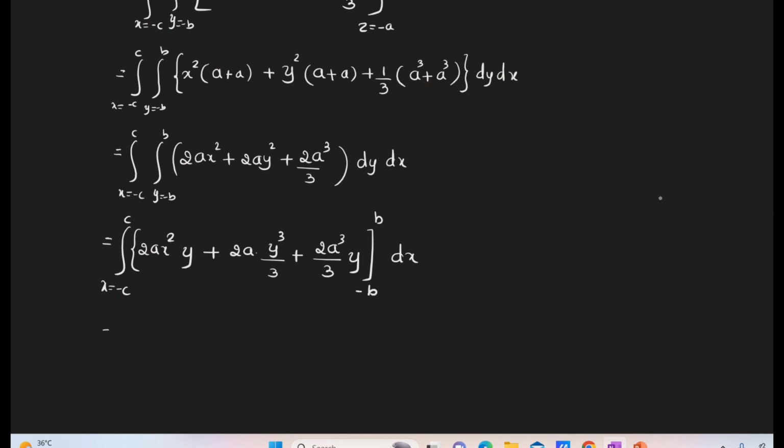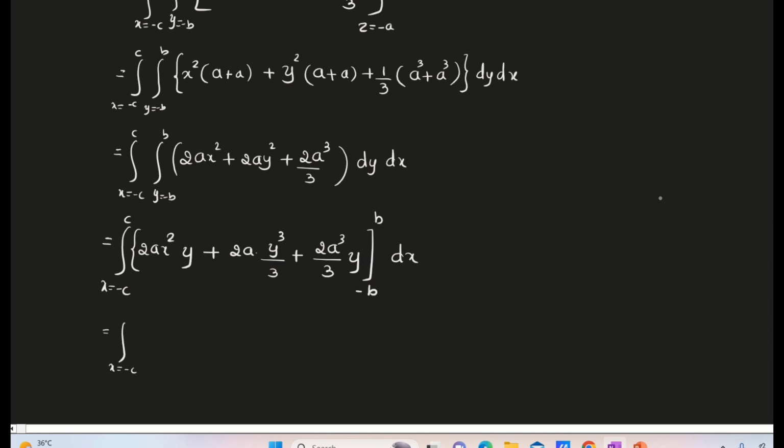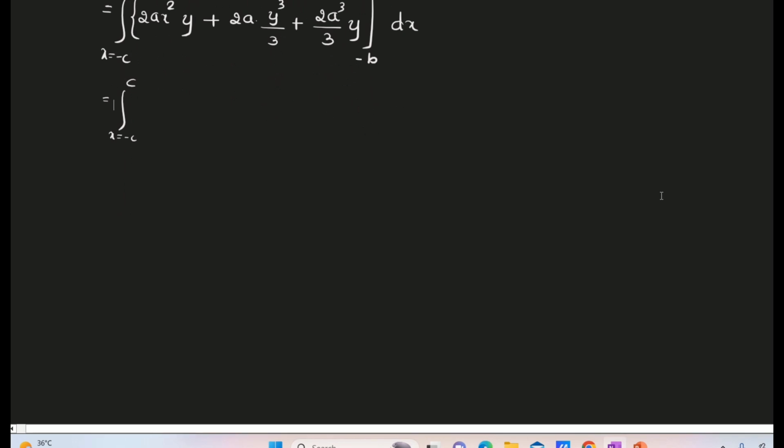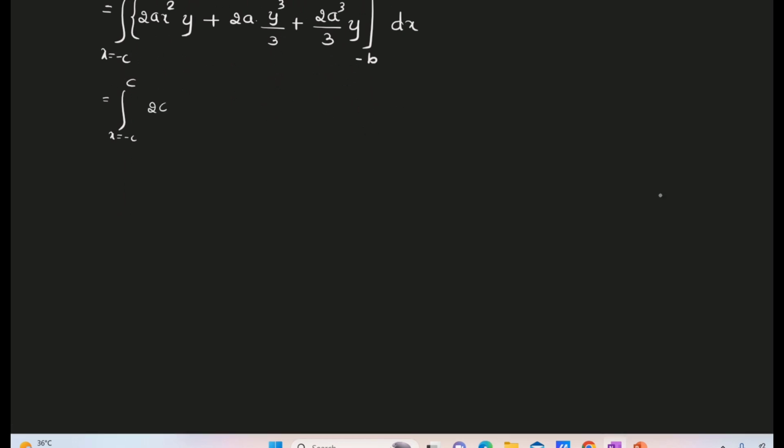So this is equal to the integration from minus c to plus c of 2a x square as it is. Substitute the upper and lower limits: b minus of minus b. Plus 2a by 3 into y cube, b cube minus of minus b cube is minus b cube, so plus b cube. Plus 2a cube by 3 into b minus of minus b, that is plus b, into dx.